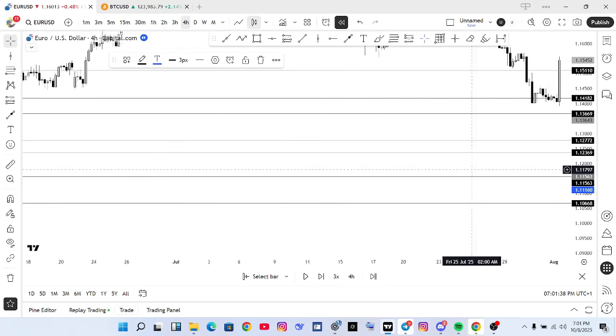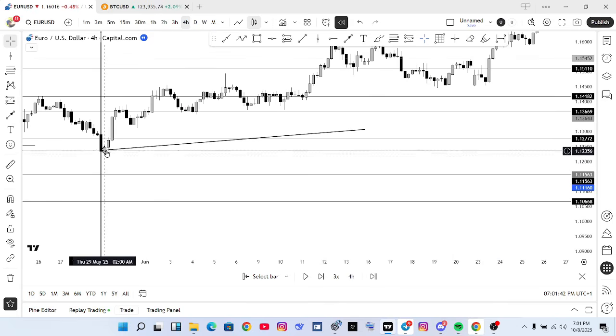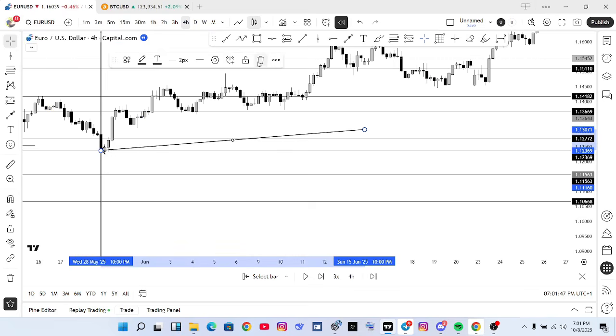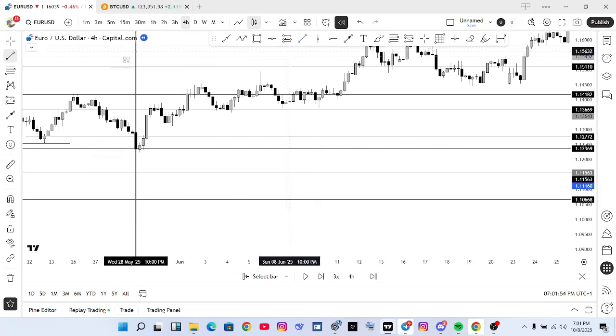This is how to read your chart. Where was price rejecting from? Where is price going to? Since you now know that price is rejecting from this place, price is going up to break structure. What are you going to be looking for? Just buys. Look, you have a break here.